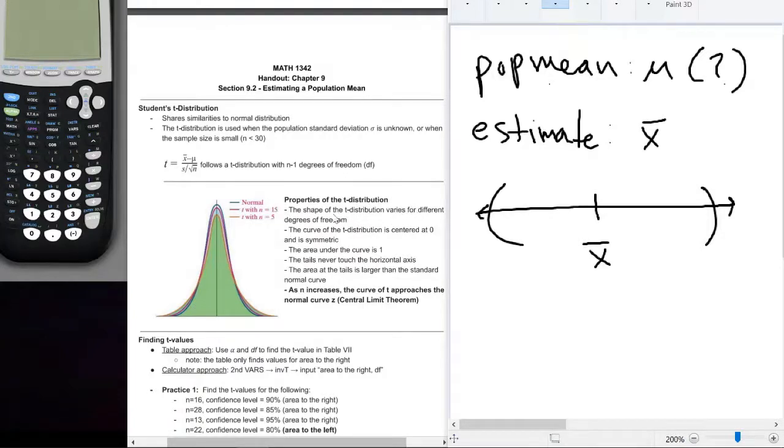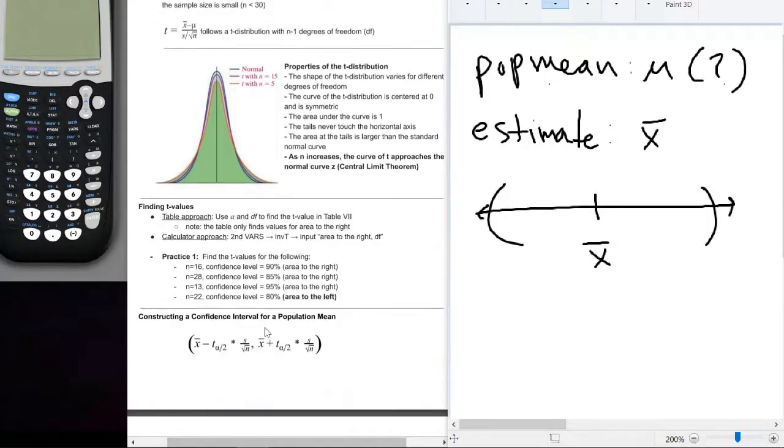We're going to start using what we call degrees of freedom. I'll show you what that means in a bit. The distribution is symmetric and centered at 0. The area under the curve is 1. Again, it's very similar to what we've seen before. And once we get to 30, as sample size increases, we begin to approach the normal distribution. That's called the central limit theorem.